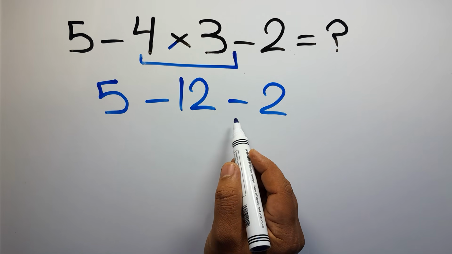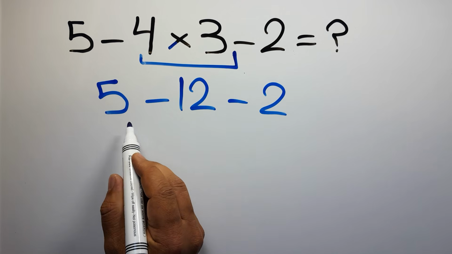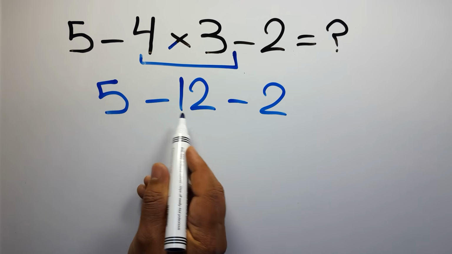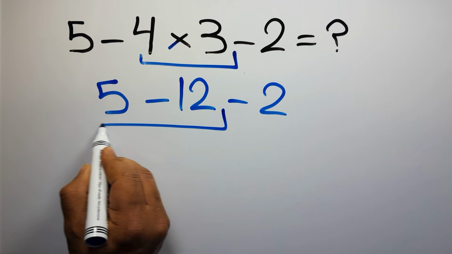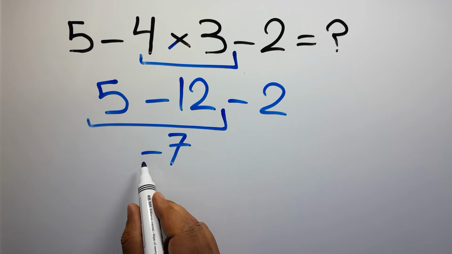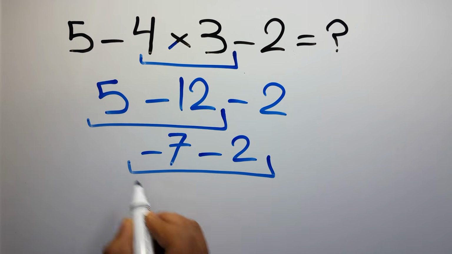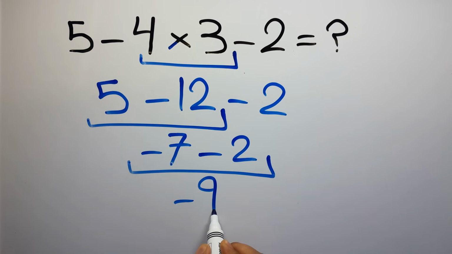And when we have more than one subtraction in an expression, we have to work from left to right. So here first we have to do 5 minus 12, which gives us negative 7. So negative 7 minus 2, which equals negative 9. And this is our final answer to this problem.